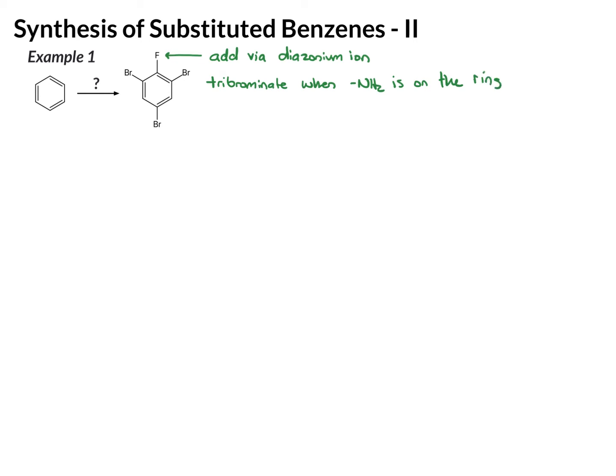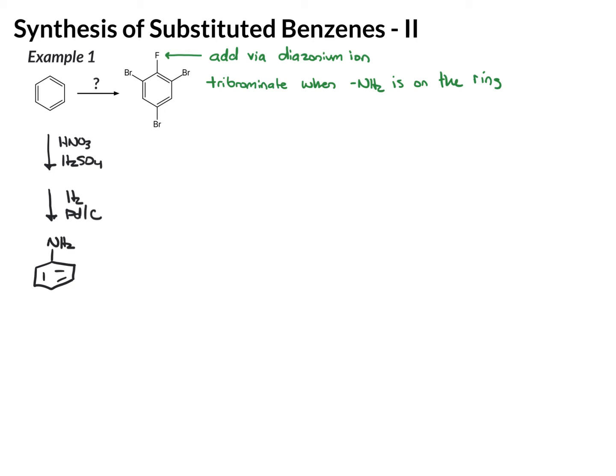So let's do that. We're going to start with benzene. And we need to get the amino group on the ring. So the way we would do that is start with the nitration. That will give us the nitro group. Next, we need to reduce the nitro group to NH2. I'll do that with hydrogen and palladium on carbon. So let's draw out that structure. Now we have the NH2 on the ring.